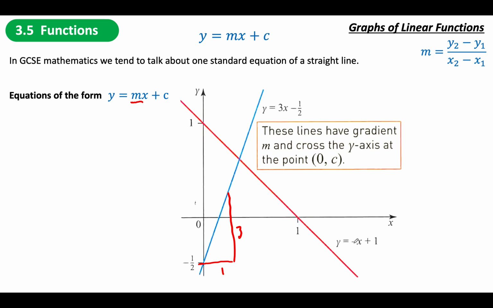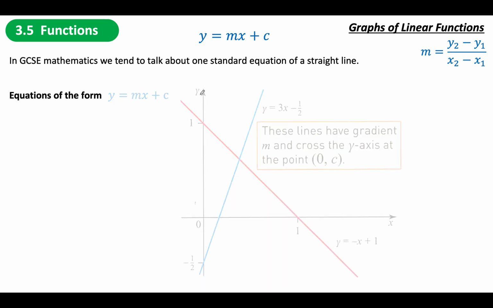Okay, this one here, we've got y equals minus x plus 1. Obviously, the coefficient is -1. The constant term on the end is 1. So the y-intercept is 1, which is there. And if I go along 1, I'll be going down 1. We're always going left to right. So y equals mx plus c. m is the gradient, c is the y-intercept.